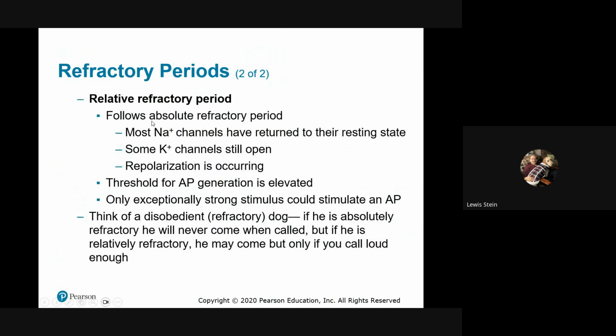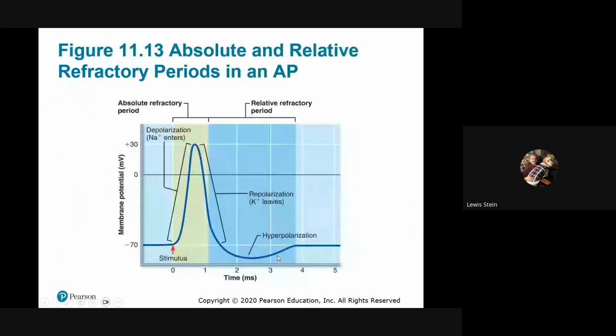The relative refractory period follows. Most sodium channels have returned. Potassium channels are still open. It's repolarizing. The threshold is effectively elevated. It's going to take more signal, more fire instructions for it to actually fire. So only an exceptionally strong stimulus could do that, particularly when it goes into that hyperpolarization, when you have that overshoot. I have no idea what this means, but that's fine.